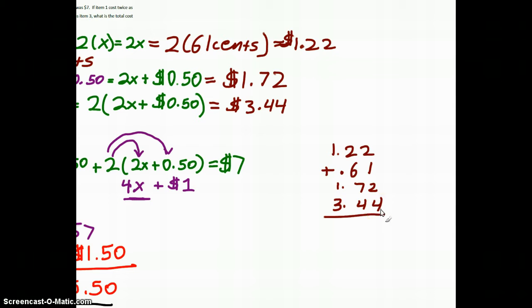Now, if we look at all of this, just to double check our math here, $1.22 plus 61 cents plus $1.72 plus $3.44 comes out to actually be $6.99. And so the question is, where did that missing penny go?